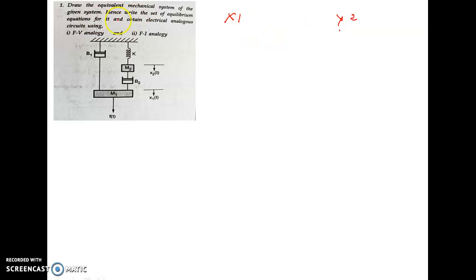After writing the displacements as nodes, now the mass m1 is under the displacement of x1. So that is why I will write m1 under x1. Then b2 comes in between x1 and x2, so b2 has to be written in between x1 and x2. Now m2 is under the displacement of x2, so m2 will be written under x2.